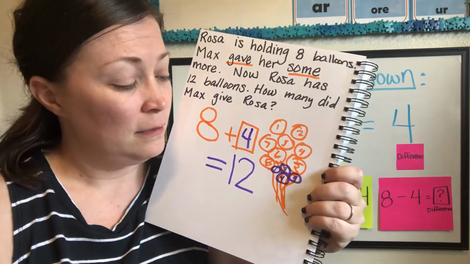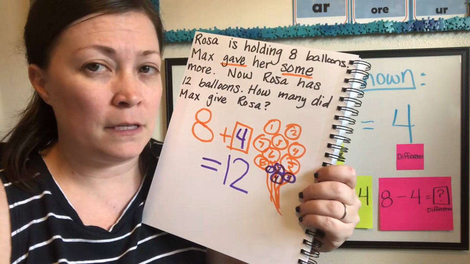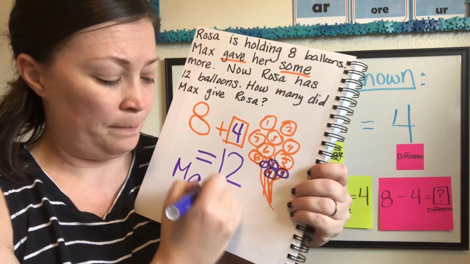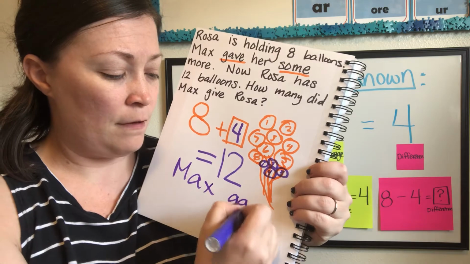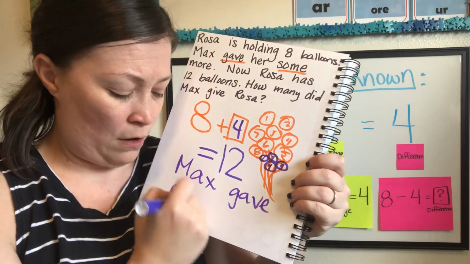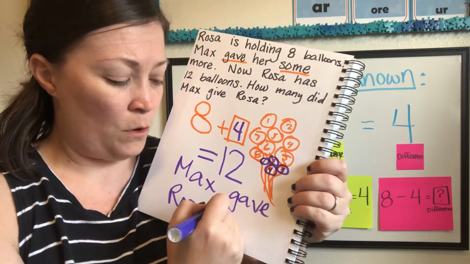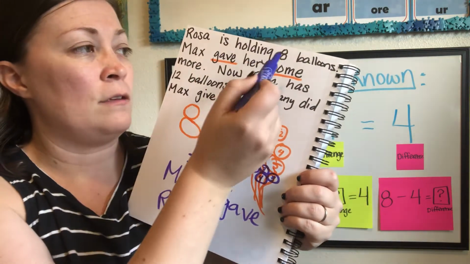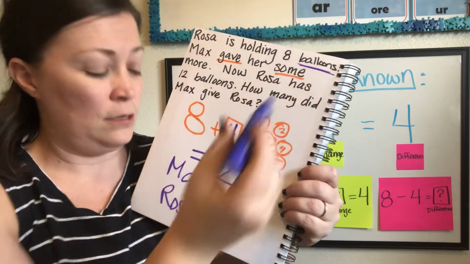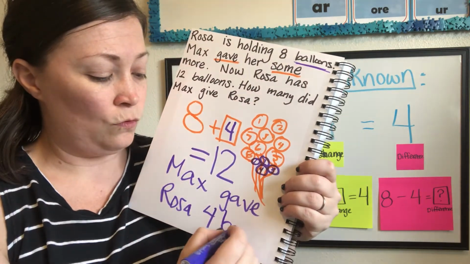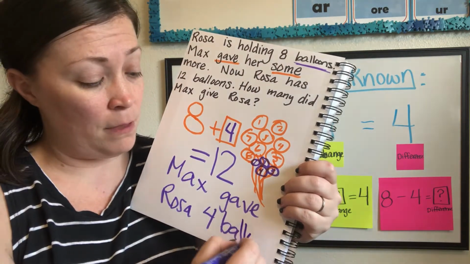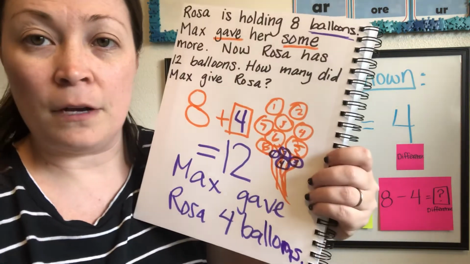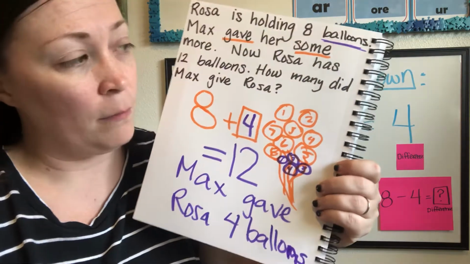Good. And then if we really want to be fancy, we can add some words. Max gave Rosa 4. And balloons is kind of a hard word, but guess what? I can use my sentence right here. I can just copy it. Balloons. I'm going to copy it right from up there. Oops. There we go. Now we have a beautiful word problem here.